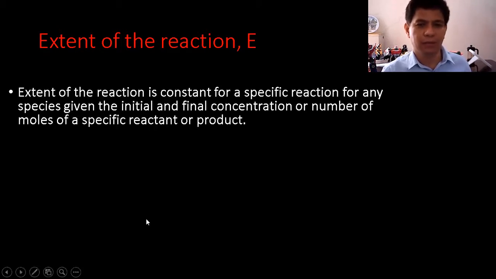And this is a very important property of the extent of the reaction. You need to remember this property so that you will be able to use the concept of the extent of the reaction in solving problems that ask you to predict the number of moles still remaining in the product after a reaction has occurred. So you need to remember that the extent of the reaction is constant for a specific reaction for any species, whether it is a reactant or product.